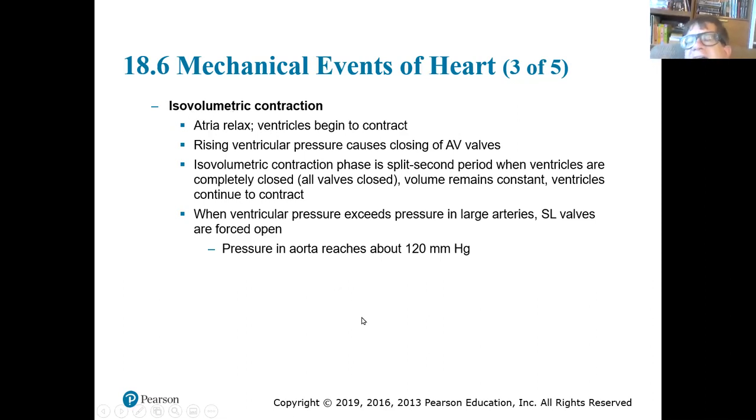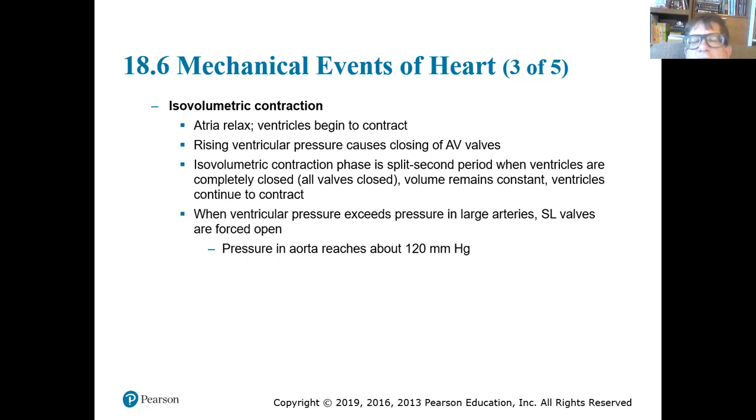What they're saying is that there's a moment where the heart is squeezing, but the blood is not coming out because we haven't opened the semilunar valves yet. During that time, the pressure is increasing, but the volume is not changing until we open the semilunar valves. So atria relax, ventricles contract. As the pressure in ventricles rises, it tries to push blood back up into the atria, but the AV valves snap shut and keep the blood below them.